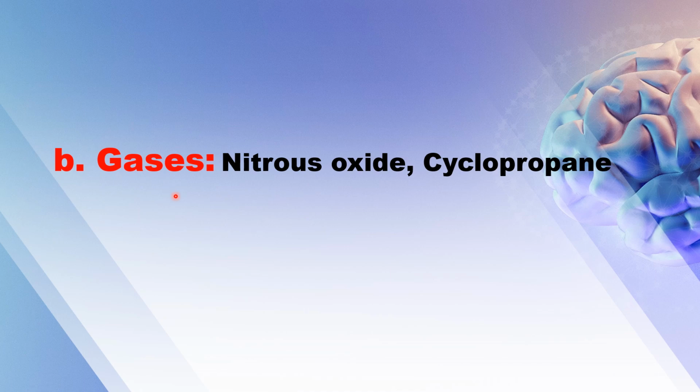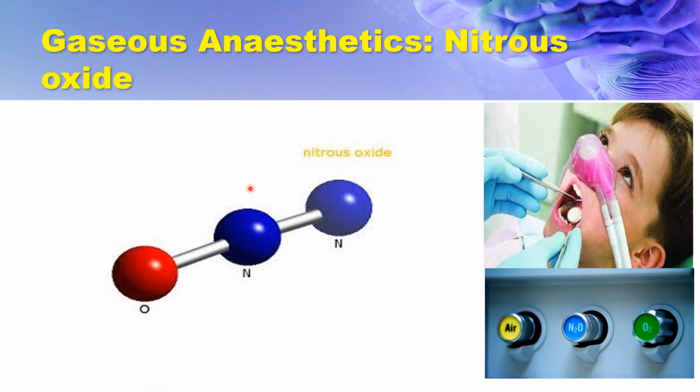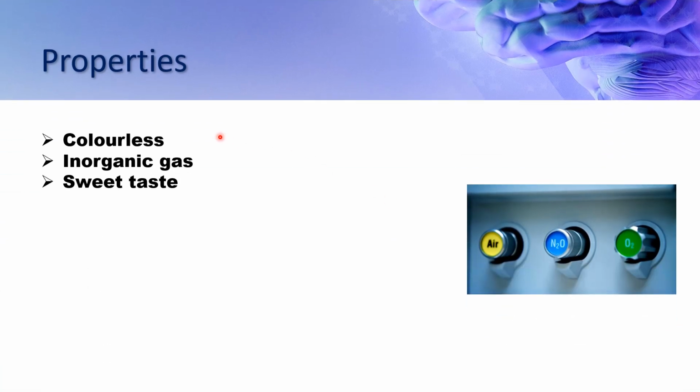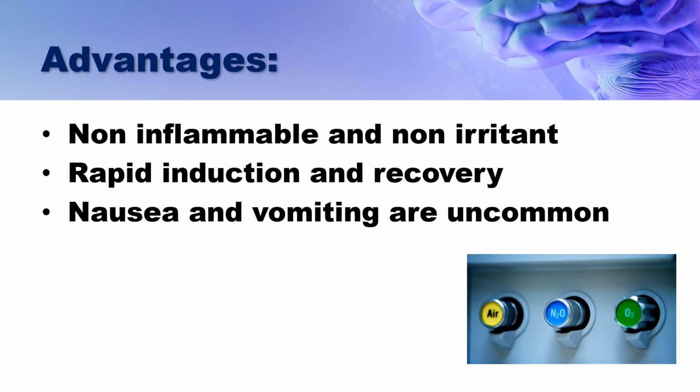Gaseous anesthetics: nitrous oxide and cyclopropane. Nitrous oxide. The structure of nitrous oxide. It's a colorless inorganic gas with sweet taste. Advantages: it is non-inflammable and non-irritant. It possesses rapid induction and recovery. The nausea and vomiting are uncommon with nitrous oxide.